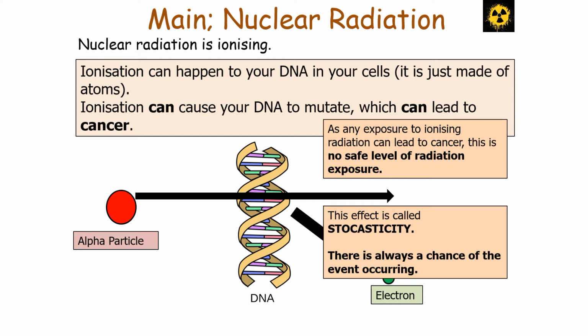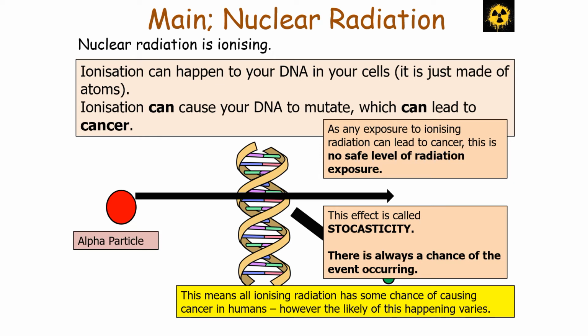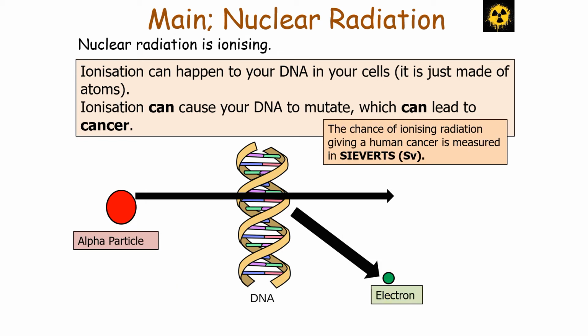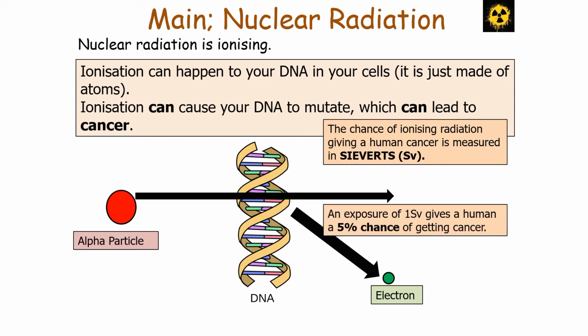Now, this effect is called stochasticity, which is that there's always a chance of the event occurring. So this means that all ionizing radiation has some chance of causing cancer in humans, however the likeliness of this varies. So the concept of stochasticity is an advanced idea and is beyond the GCSE specification, but the chance of ionizing radiation giving a human cancer is measured in sieverts. Now, an exposure of 1 sievert gives a human a 5% chance of developing cancer.